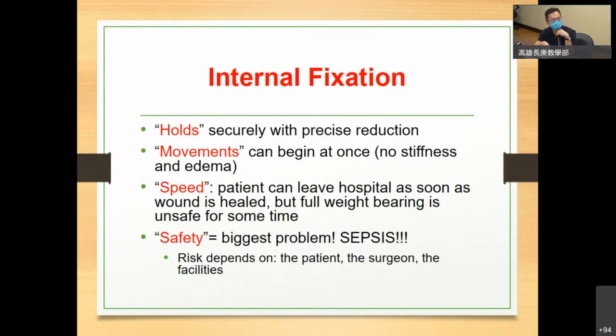But the concern with internal fixation is safety, because we use an implant in the body, so there is a risk of infection. So if we do internal fixation, we should always remember there should not be any infection site, and then we can use internal fixation.